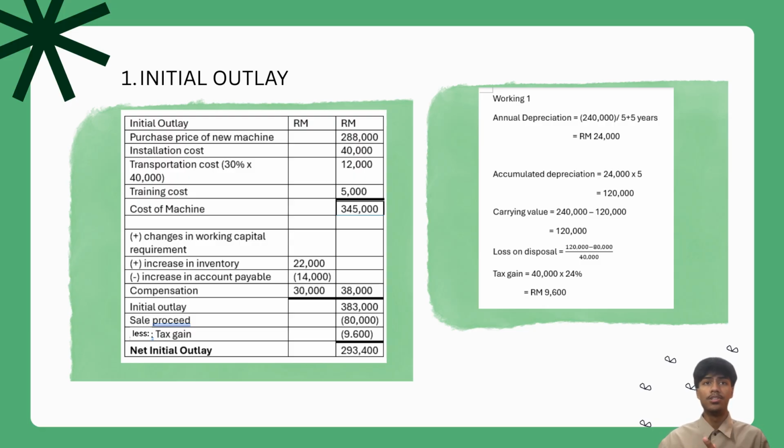In order to find the initial outlay, we must first find the purchase price of the new machine. So, we must add installation costs, transportation costs and training costs. And we will find the cost of machine 345,000.